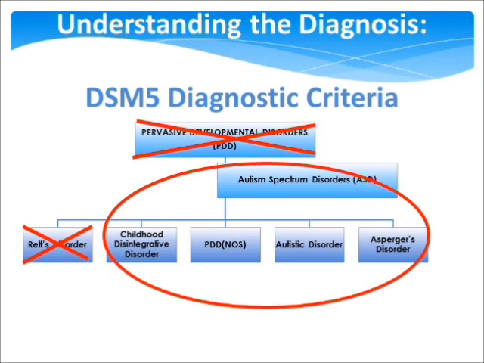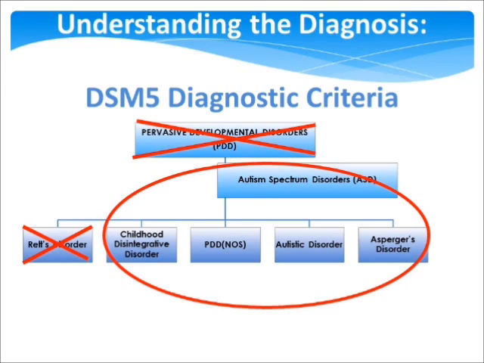In this version, it is proposed that the umbrella category of pervasive developmental disorders will be eliminated, and all of the diagnoses falling under it will be collapsed into one category, autism spectrum disorder. Rett's disorder will be eliminated from this category entirely, as it has been determined to have its own specific etiology. It is rationalized that the distinctions between disorders have been inconsistent over time and were often related to associated features of the disorder rather than core features.